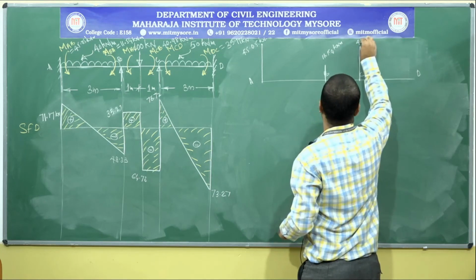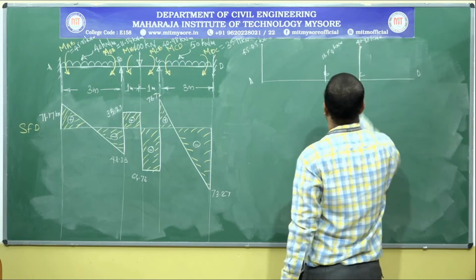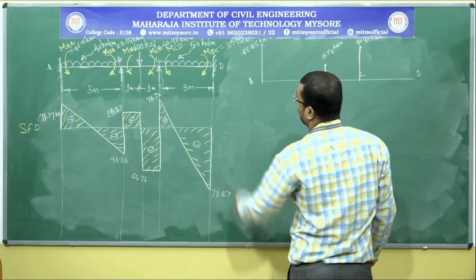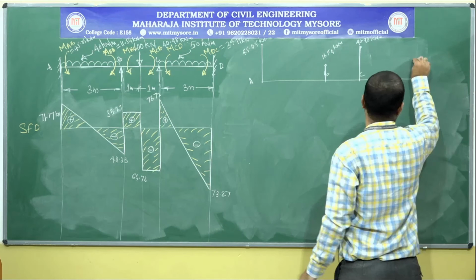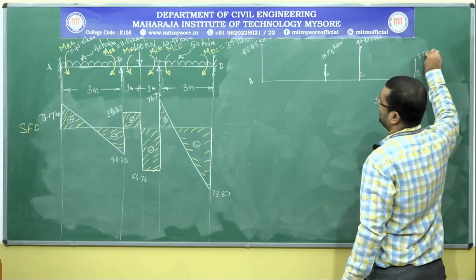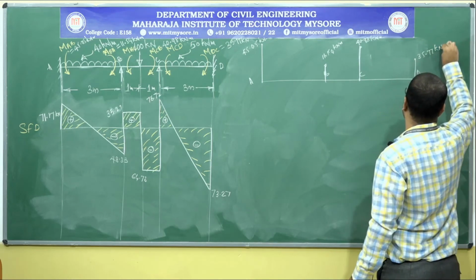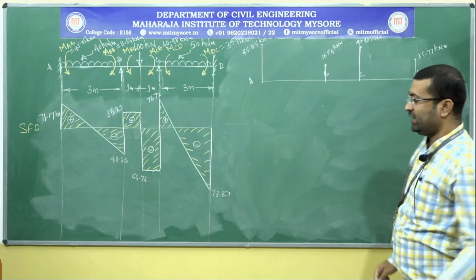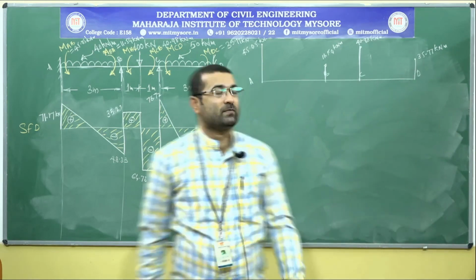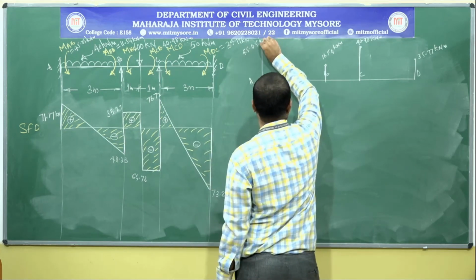This is 40.98 kilonewton meter, okay, and similarly I will represent the last one, that is 35.77 kilonewton meter. So these are the final end moments as per our calculations. So I will join all these values.